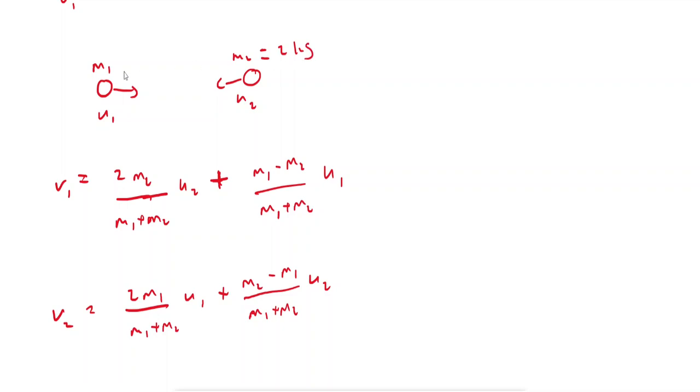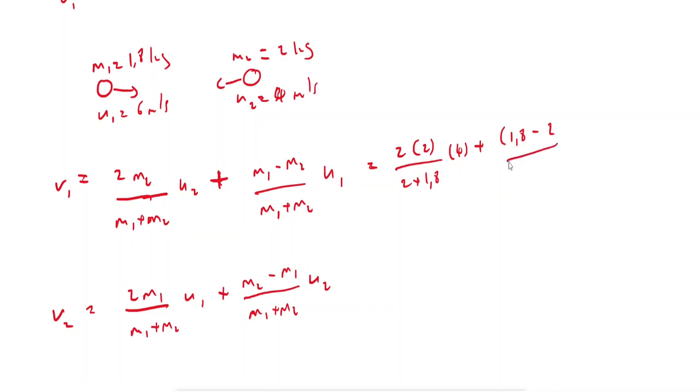This is like 2 kg, and maybe I have this one, let's just say 1.8 kg for interest's sake. And let's just say this one is 6 meters per second, and this one, let's make it 4 meters per second. Then let's see how they are going to go. We can find V1. V1 is simply going to be 2 times M2, which is 2, over 2 plus 1.8, multiplied by U2, which is 4, plus M1 minus M2, which is 1.8 minus 2, divided by 2 plus 1.8, multiplied by U1, which is 6. Then you can just find out what that is.